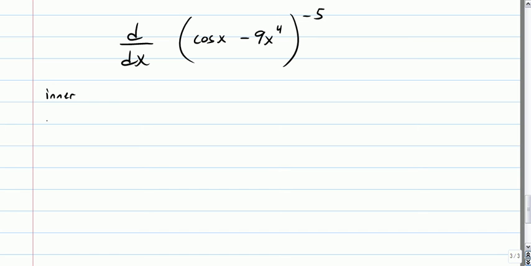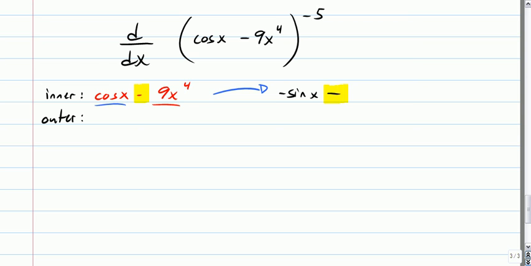Okay, inner, outer. Inner is cosine x minus 9x to the 4th. Its derivative, well, this minus sign right here is really convenient, because you can do the derivative of each of those terms separately. So the derivative of cosine x is negative sine x. The derivative of 9x to the 4th is 36x cubed. So you've got your minus, minus 36x cubed.